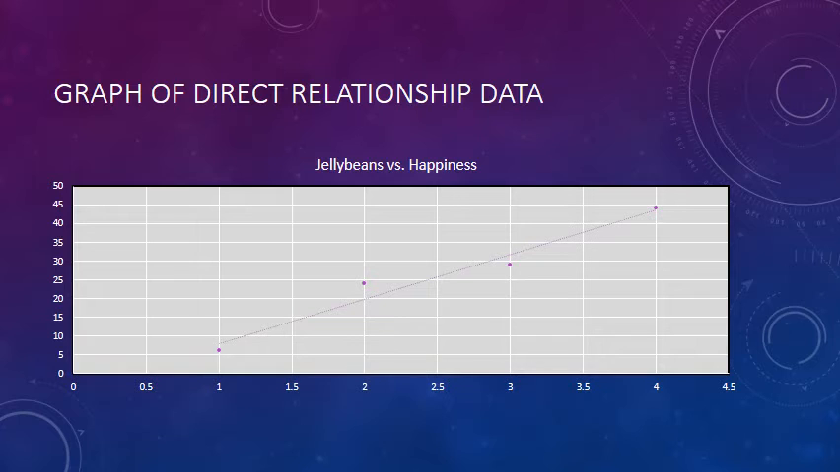make predictions about the value of unknown happiness jelly bean values. For example, if I was interested in how happy would you be with 2.5 jelly beans? Well, we didn't take any data for that, but I could find that point on the graph and make my guess about 25 jelly beans, I would say, from the graph.